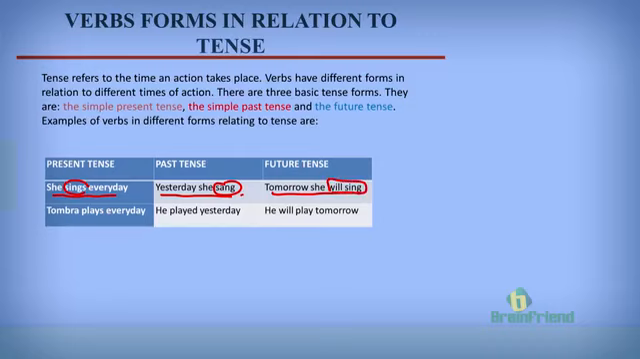Same thing here. Tombra plays every day. Plays here is the present tense form of the verb play. He played yesterday. Played is the past tense form of the verb play. He will play tomorrow. Will play is the future tense of the verb play. Now notice that the verbs change when the tenses change.